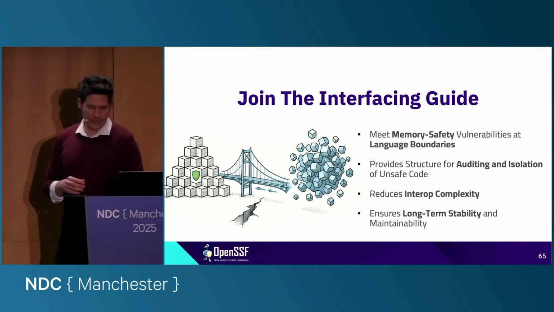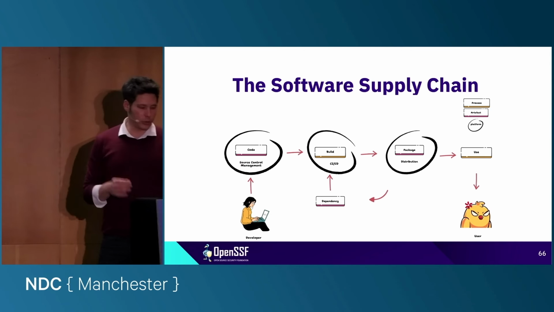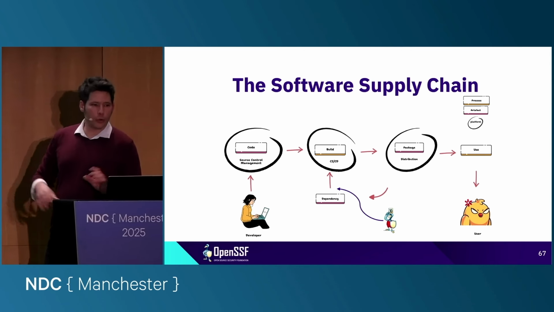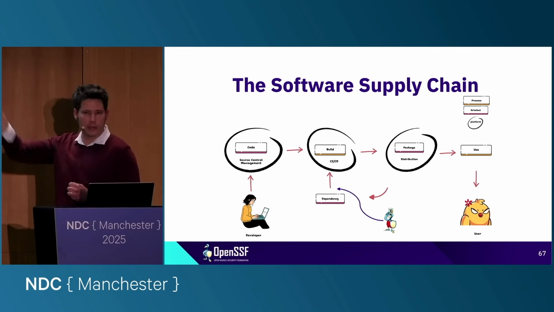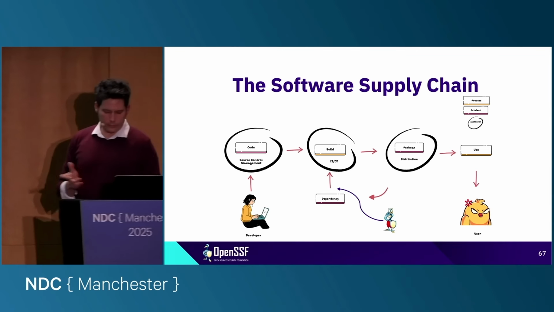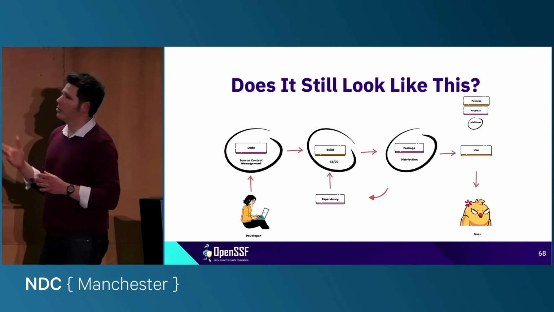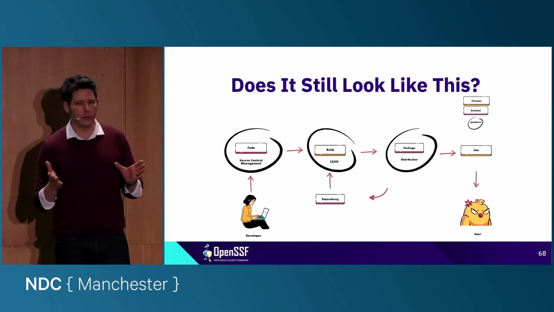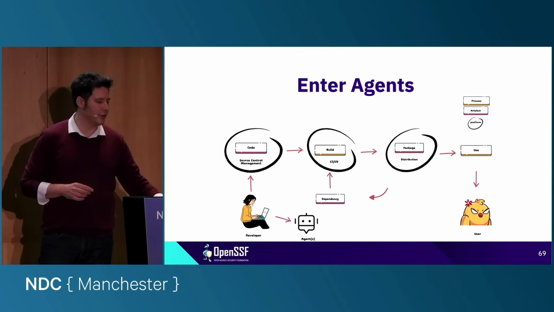Now, I want to go back to the software supply chain, because we talked a lot about Scorecard. So Scorecard actually sits here, right? It helps us identify which kind of dependencies we take into our code. But I want to ask a question. Is this actually how the software supply chain still looks? And I argue that no. And we also seen an example.